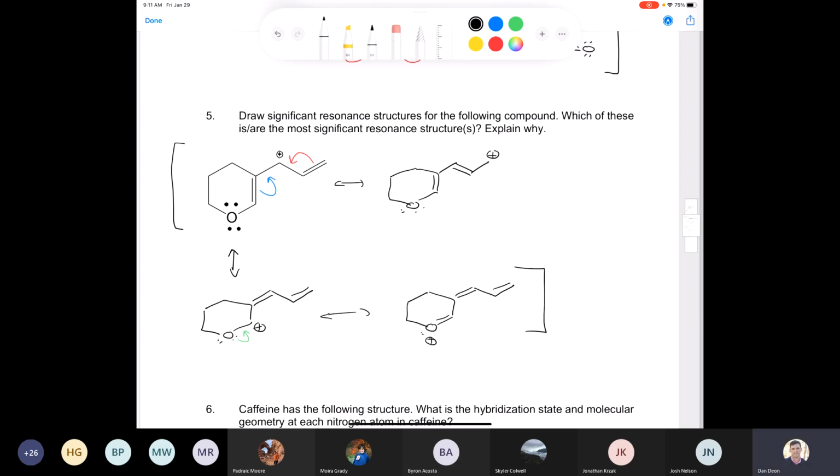Could anybody tell me which one of these four is the most significant if I label them 1, 2, 3, and 4? Yeah, it's number 4. Thanks, Mackenzie. It's number 4, and it's because all octets are complete.